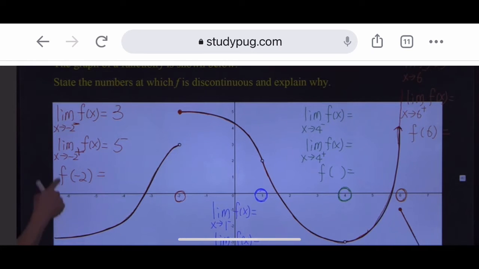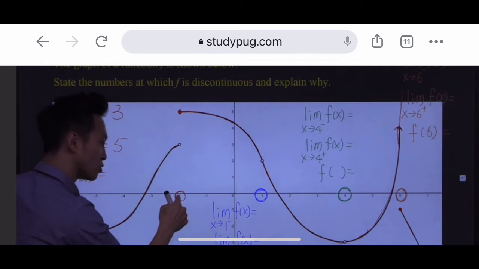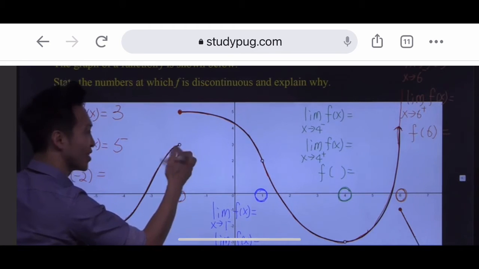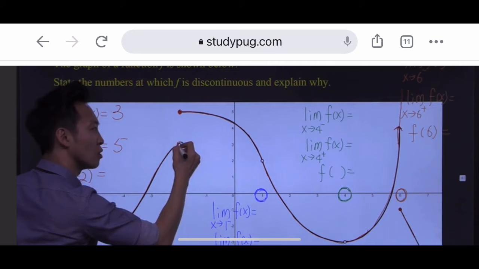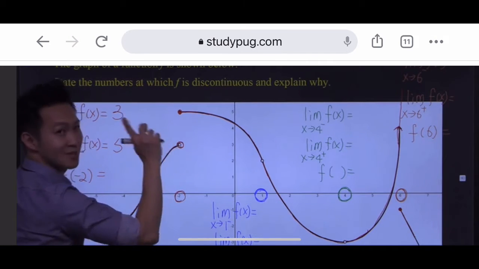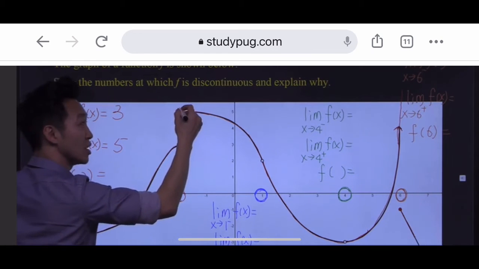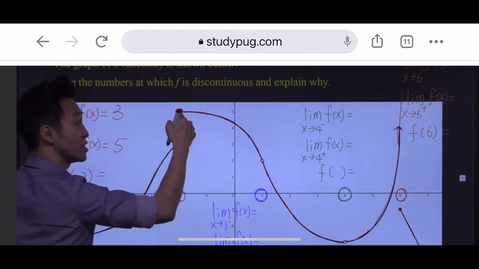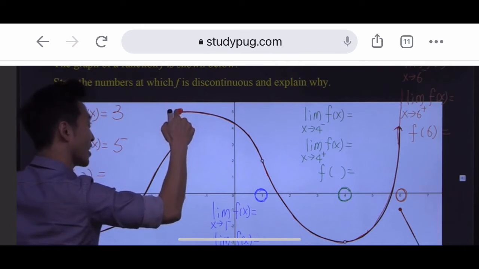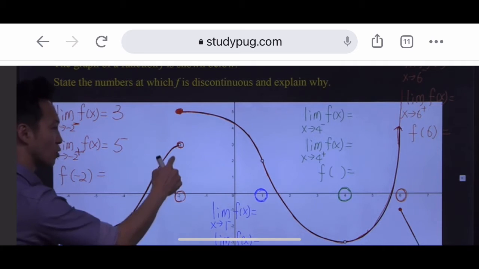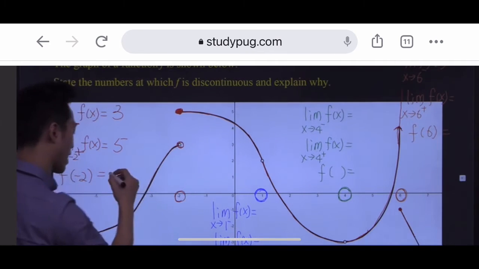Next, the value of the function at x equals -2. Is the function defined here? No. Here we have an empty hole, so the function is not defined there. However, is the function defined right here? Yes, because here we see a solid dot indicating the function is defined right there. So the value of the function at -2 is equal to 5.